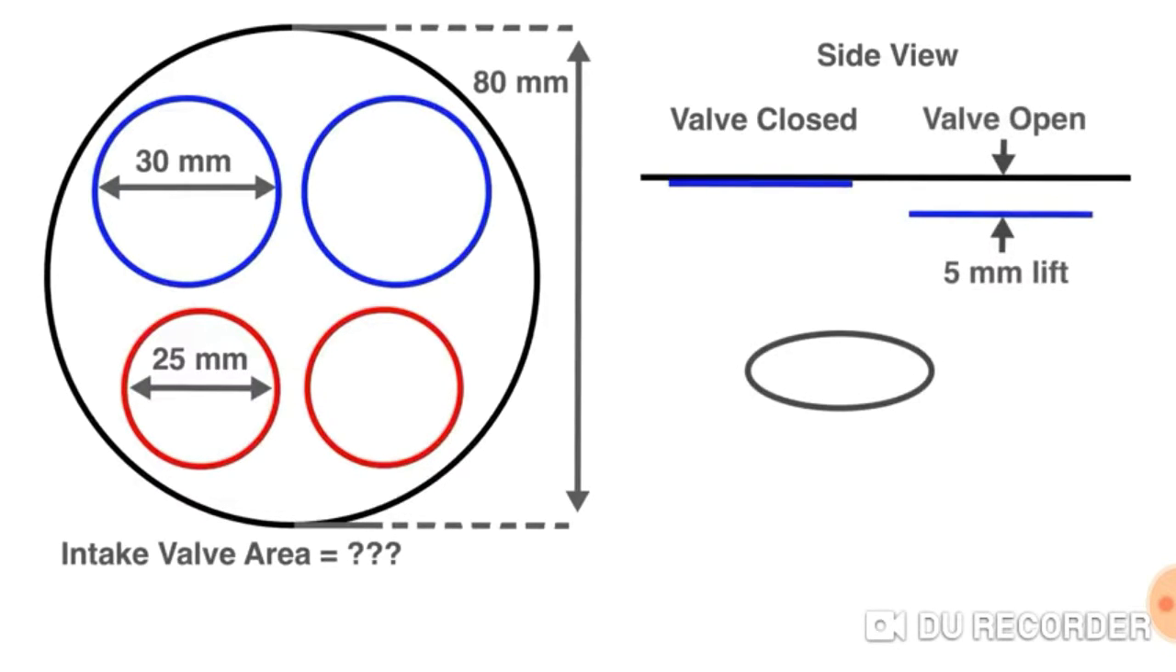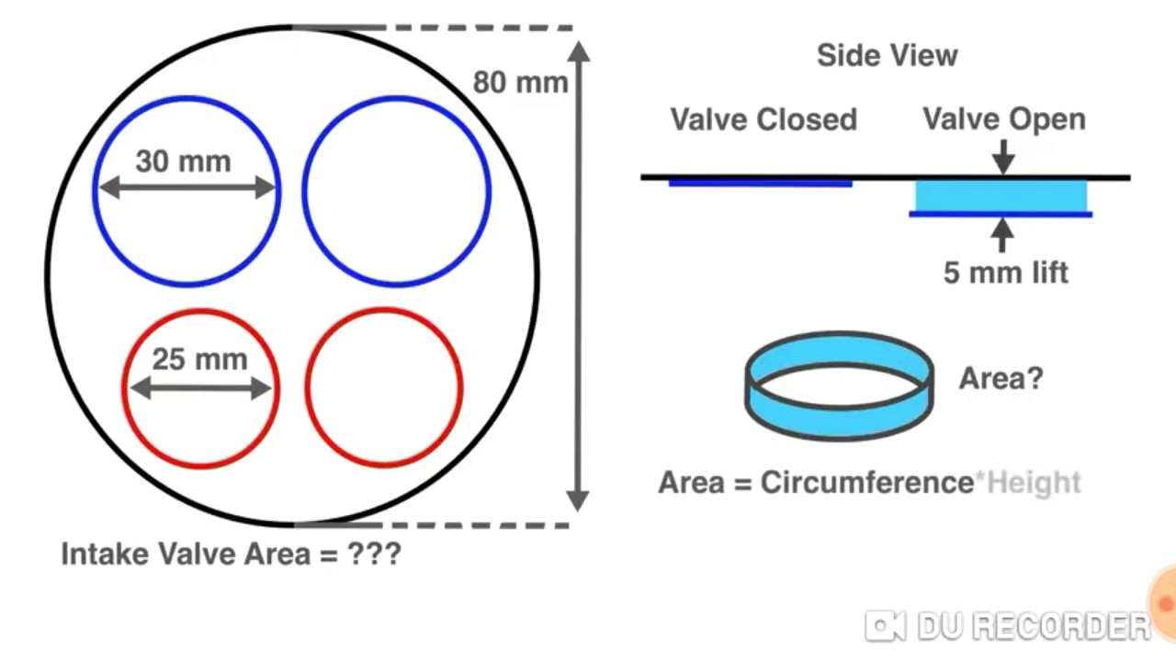The useful area for which air can pass from the intake manifold into the cylinder is equal to the cross-sectional area of the circumference of the intake valve when it is fully open. In this case, it's a cylinder of diameter 30 millimeters with a height of 5 millimeters. This is the open space for which air can flow into the cylinder. Finding the area is as simple as multiplying the circumference of the cylinder by its height. Therefore, the area is equal to pi times the diameter of the valves times the amount of valve lift. In other words, A equals pi dH.